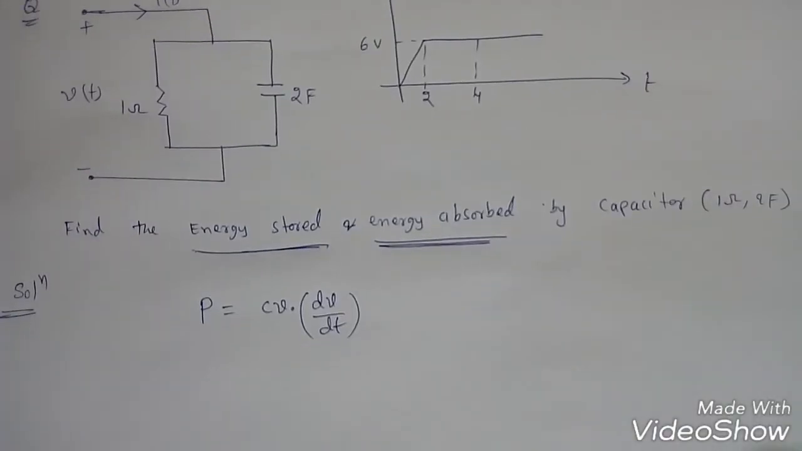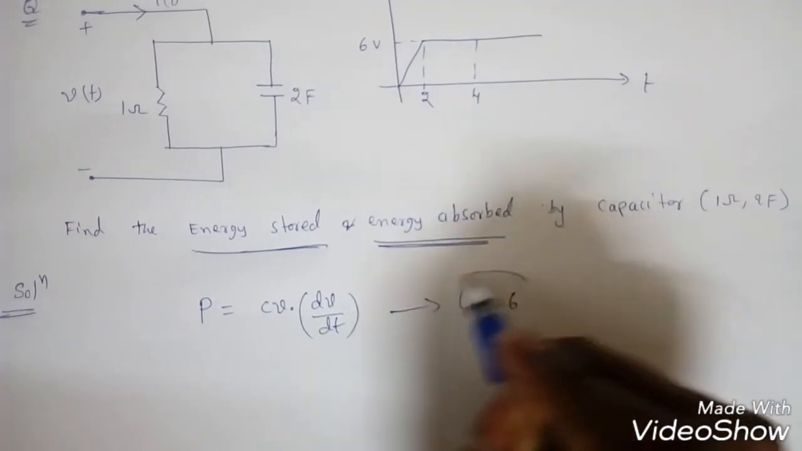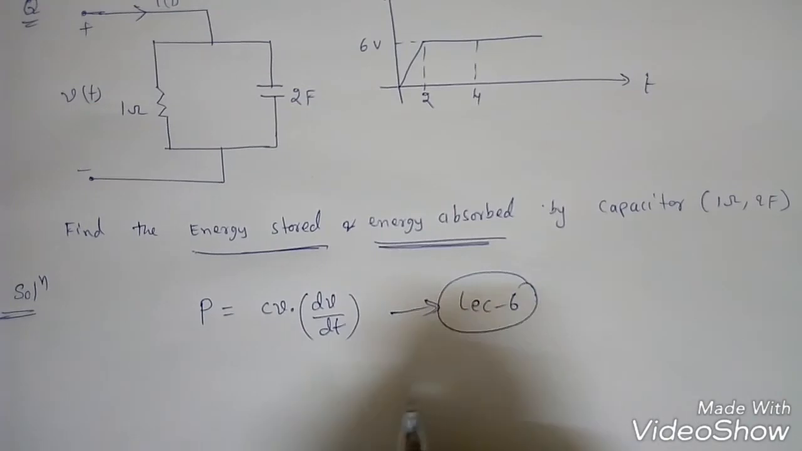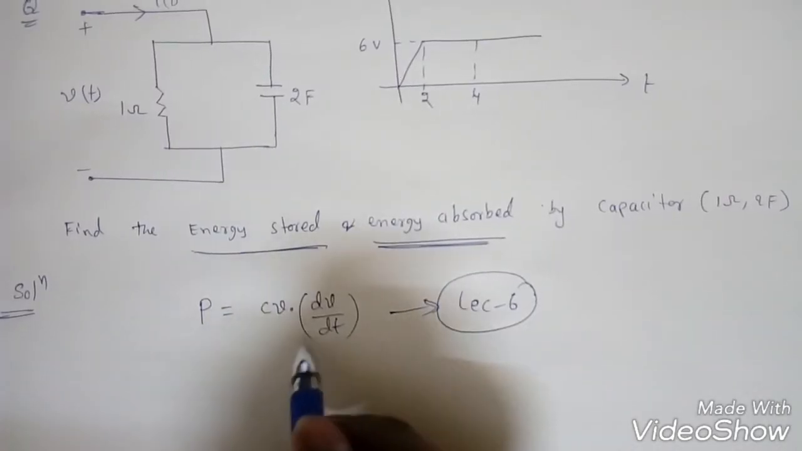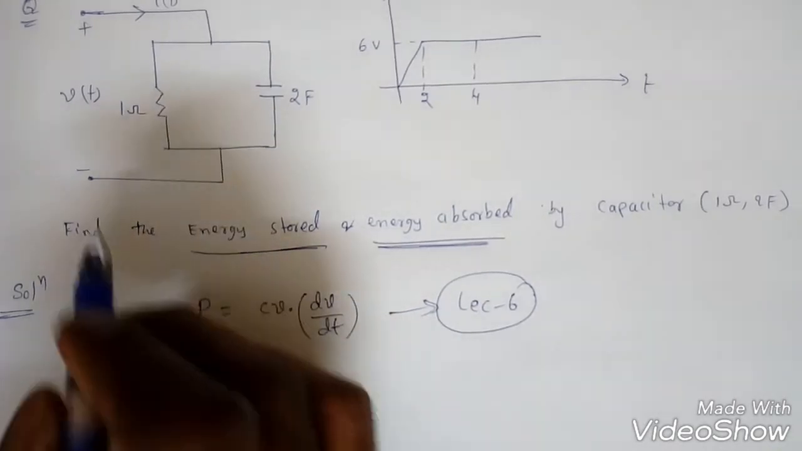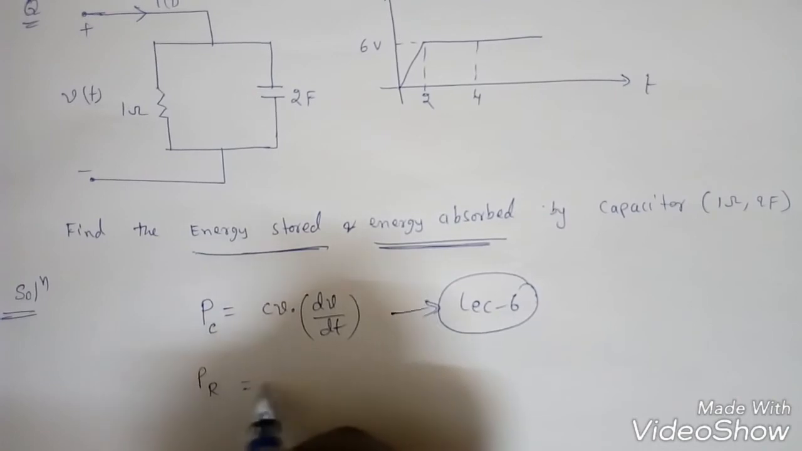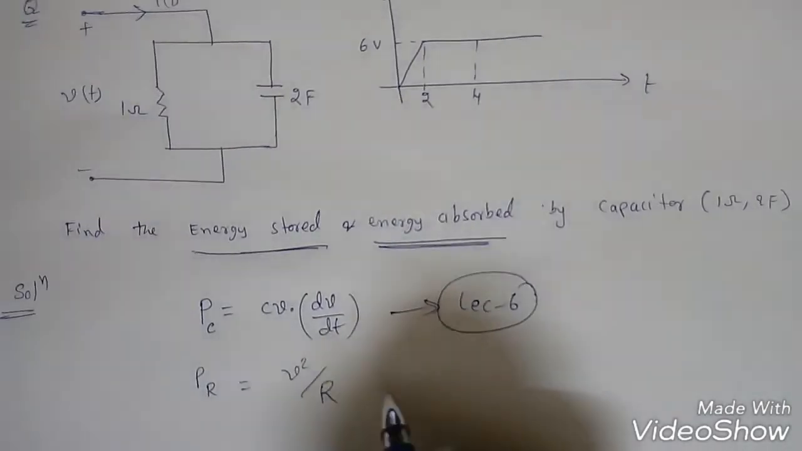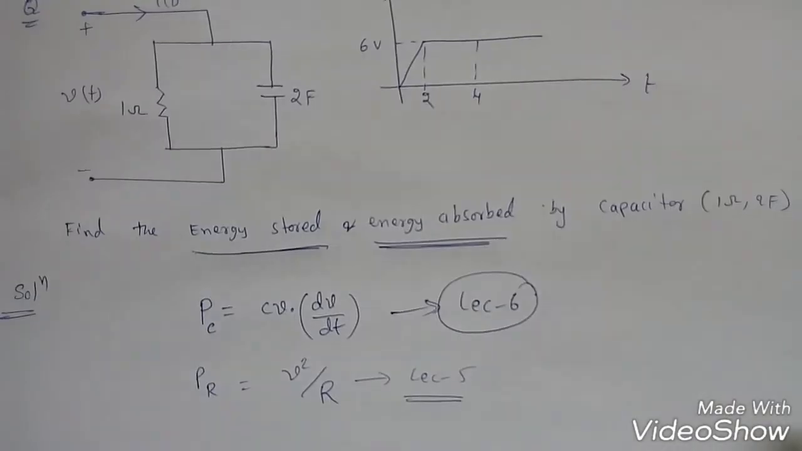I hope you know this from lecture 6, where we discussed the power and energy across the capacitor. So the power is C V dV by dt for a capacitor. If it is a resistor, again we know it is V square by R, from lecture 5.